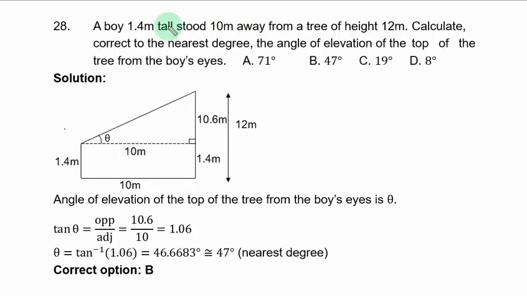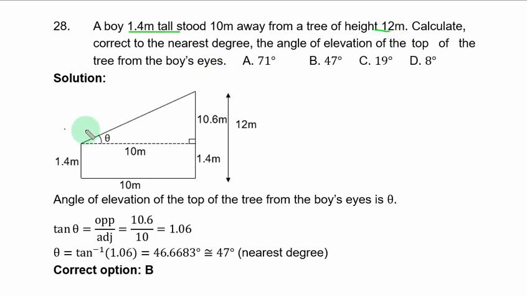Question 28. A boy 1.4 meters tall stood 10 meters away from a tree of height 12 meters. Calculate, correct to the nearest degree, the angle of elevation of the top of the tree from the boy's eyes.